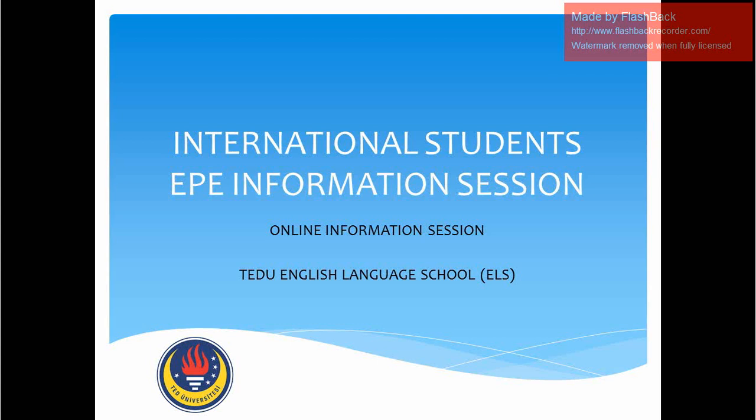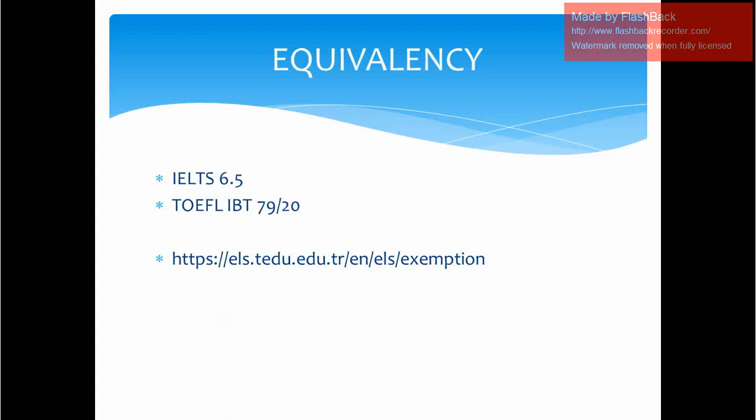This online information session is for international students who would like to attend the English Proficiency Exam this year. I just wanted to begin with the equivalency that we do accept. If you have completed an international exam, we do accept IELTS 6.5 and a TOEFL iBT 79 over 20. For further information about our exemptions, you can go to our website, and there's a whole list of international exams there that we do accept.